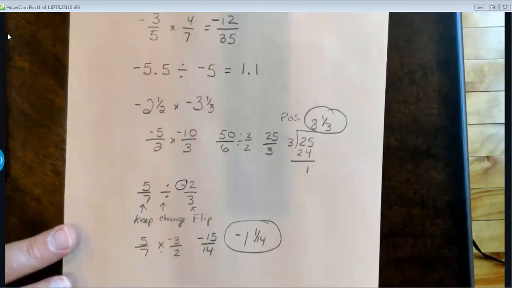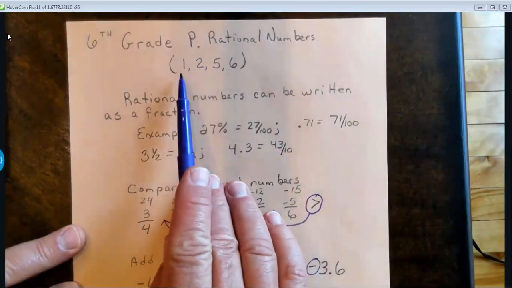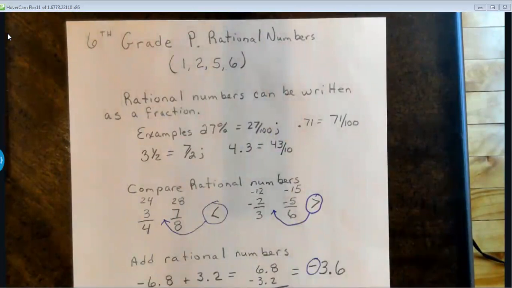So, okay, again, we will be doing section P, rational numbers, 1, 2, 5, and 6 this week.